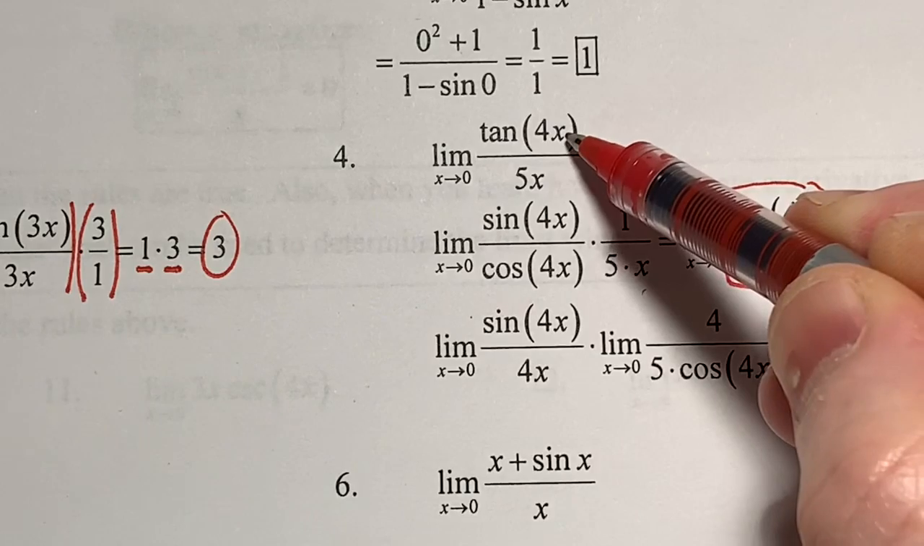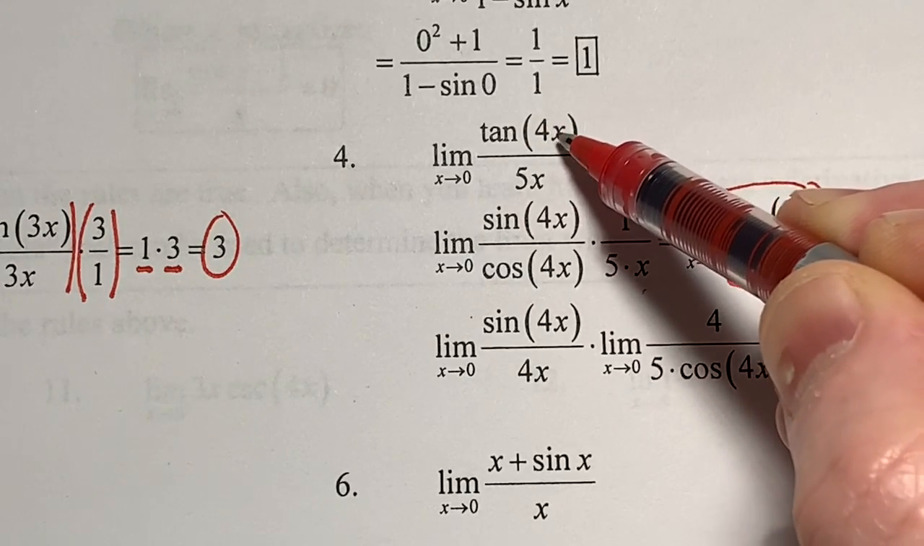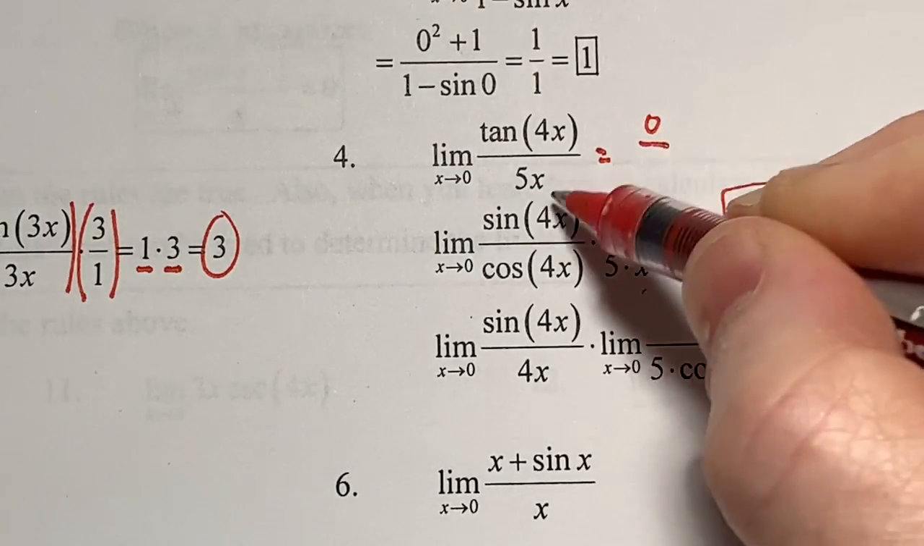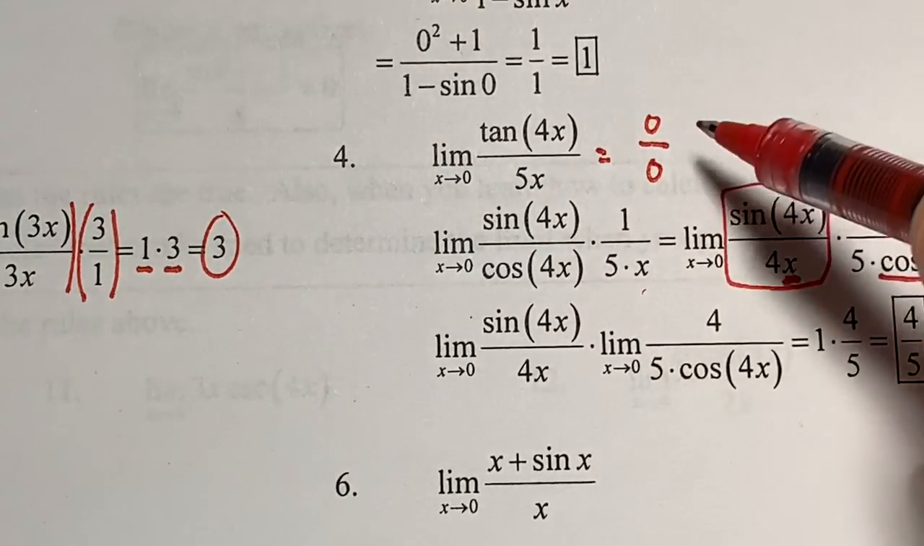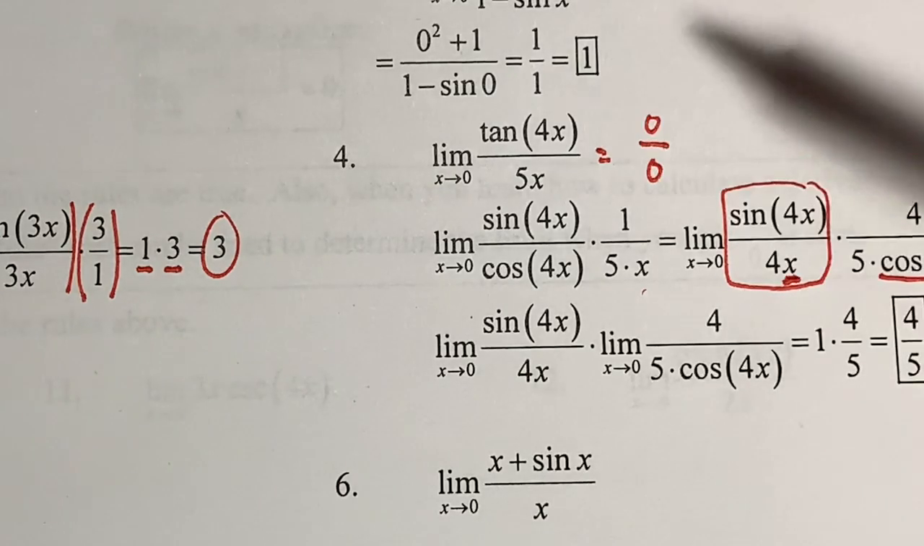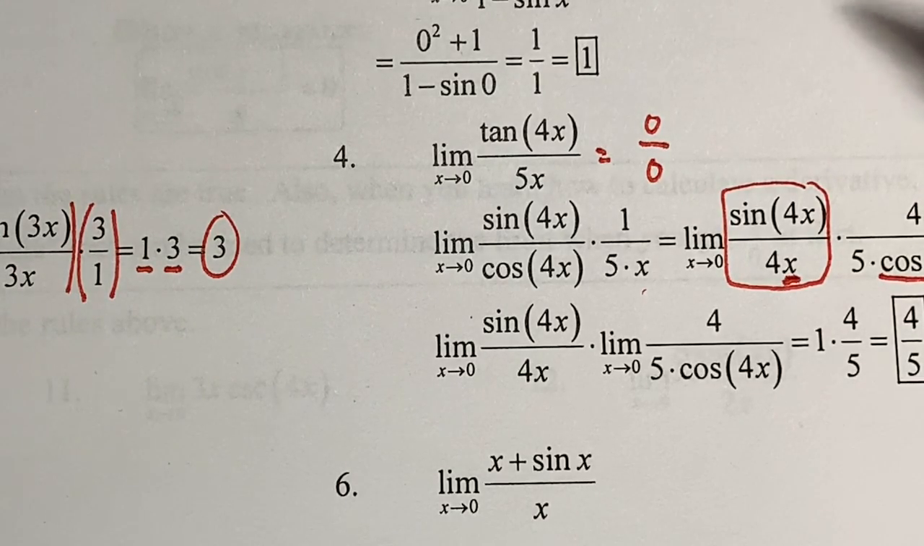If I plug a 0 in there, 4 times 0 is 0. Tangent of 0 is 0. That's our third rule above. That gives me 0 on the top. And then 5 times 0 is 0. And it's when I get 0 over 0 that I need to employ these rules. Okay, remember, like in problems number 1 and 2, if I get an answer, I'm good. It's when I get 0 over 0 that I need to employ these rules. And that happens in number 3, and it happens in number 4.